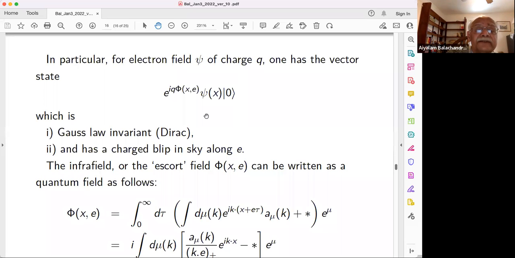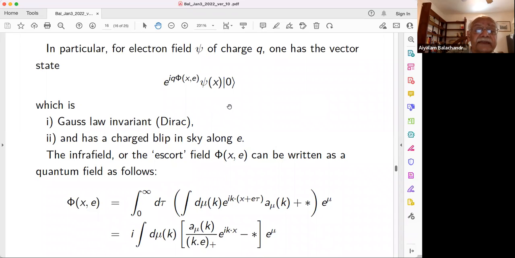So for the electron field, if I multiply it by exponential iq phi of x e, psi of x under vacuum, okay, this is a vector state which is certainly Gauss law invariant, because the phase that comes from psi is cancelled by the one from phi. Okay, and there's a charged blip in sky along E. Okay, because at infinity it creates a blip and it doesn't go away. Okay?